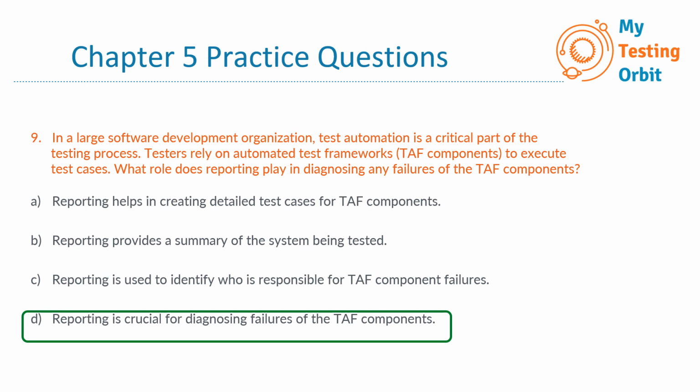Then the third option, C, reporting is used to identify who is responsible for TAF component failures. Okay, so reporting may indicate the responsible parties for test failures, but its primary role is to provide information about the failures themselves and not solely to identify individuals responsible.